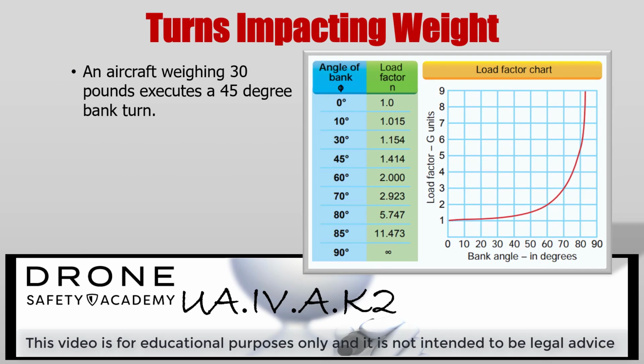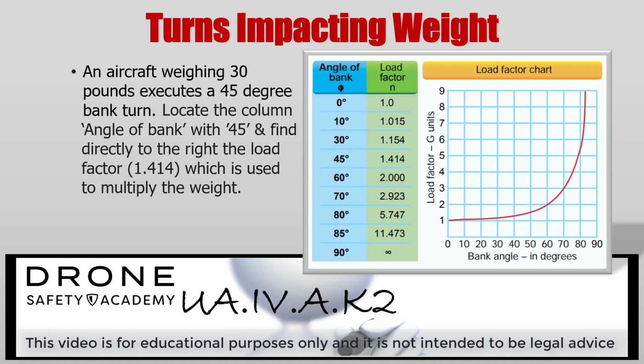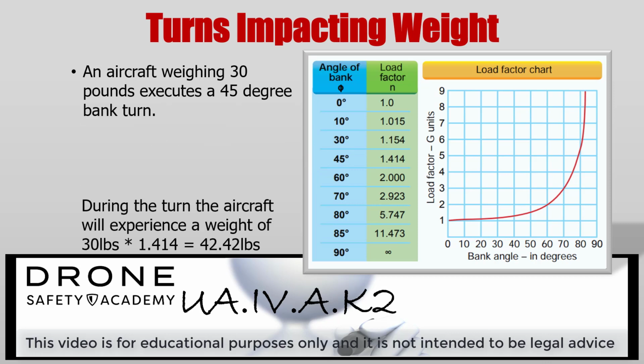All right, let's take a look at some performance data here. We have an aircraft weighing 30 pounds, executing a 45-degree bank. Take a look at the left-hand side of the chart. Locate the column that says angle of bank. Go down until you find the 45 and move directly to the right. You will find 1.414, which is used to multiply the weight. During the turn, the aircraft will experience a weight of 30 pounds times 1.414, in other words, 42.42 pounds.